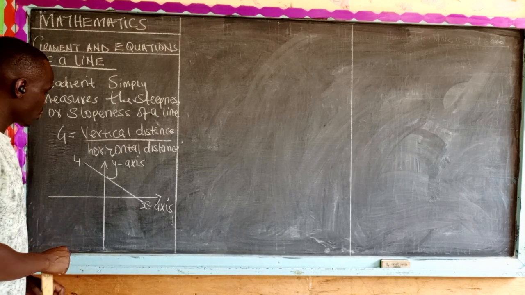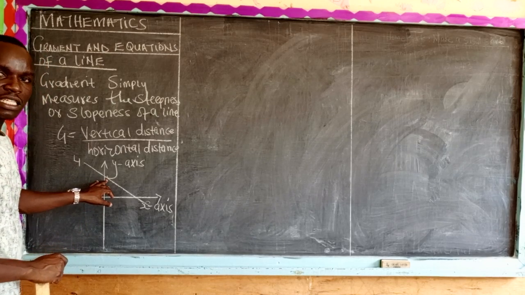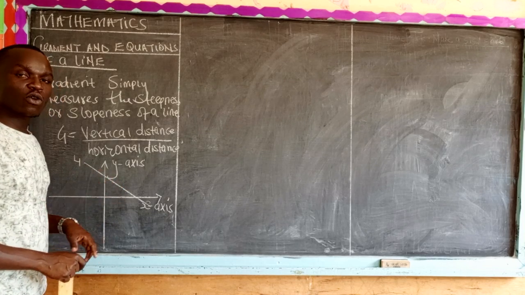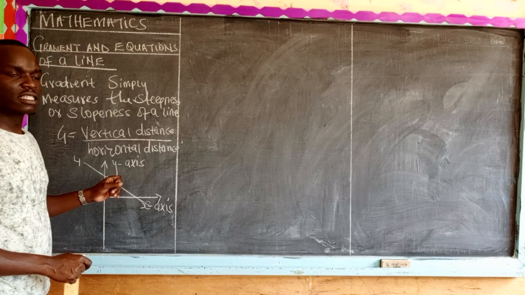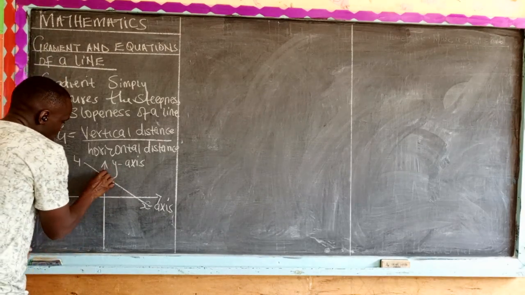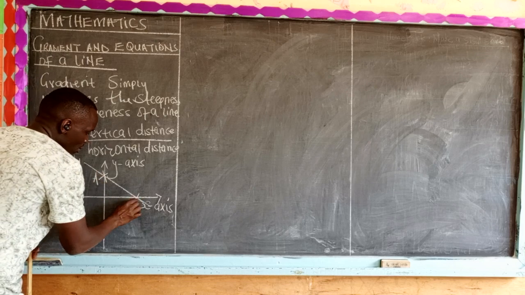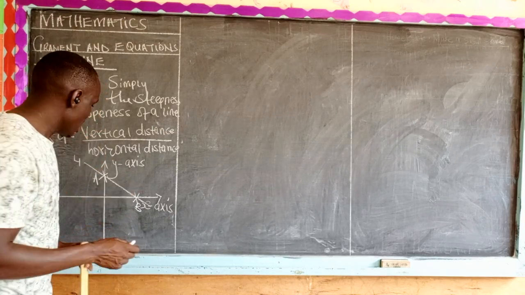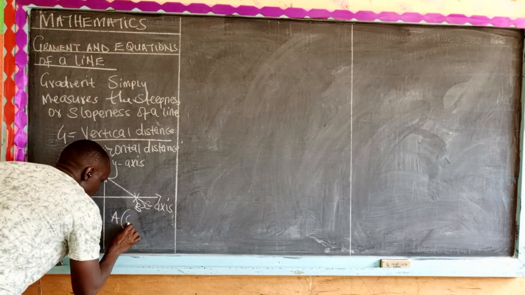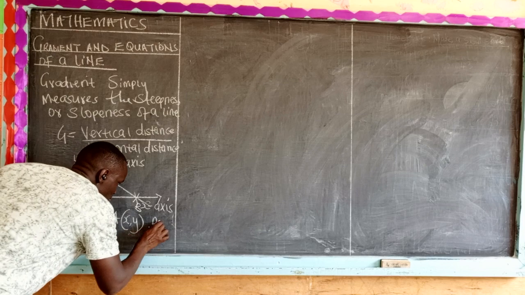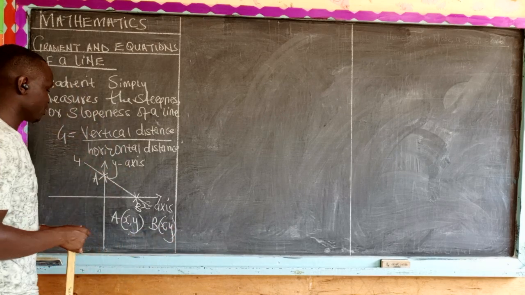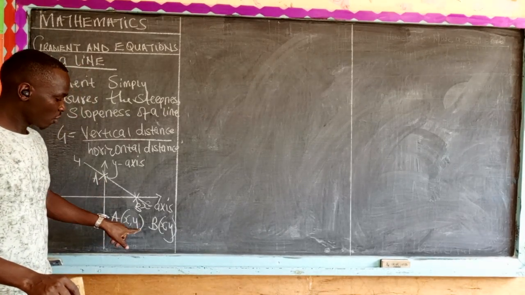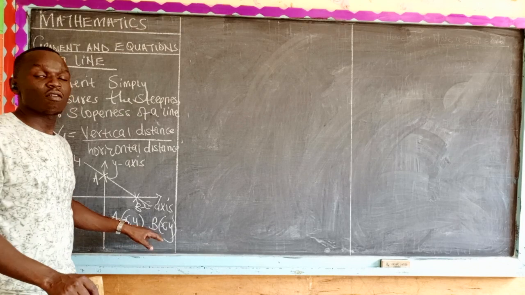Line L1. When we want to give the gradient, first of all, we will look at the points where this line crosses the y-axis and then the x-axis. So we will talk about this point A and point B. Point A is given in the form of x, y coordinates. Point B, the coordinates are in the form of x, y.